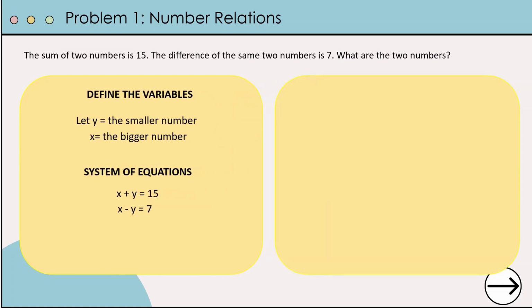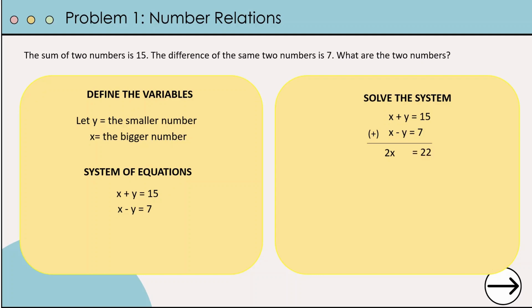Our third step is to solve the system. We have here our two equations: x plus y equals 15 and x minus y equals 7. If you notice, we can easily eliminate y since they have opposite signs. The first is positive y and the second is negative y. We can simply add these two equations. x plus x equals 2x. y plus negative y is equal to 0. 15 plus 7 equals 22.